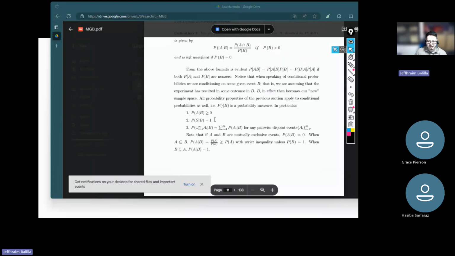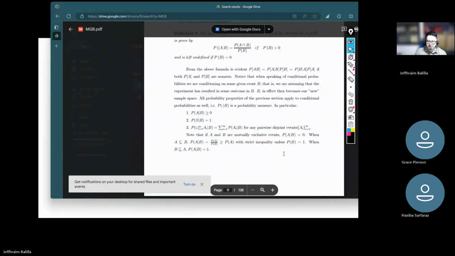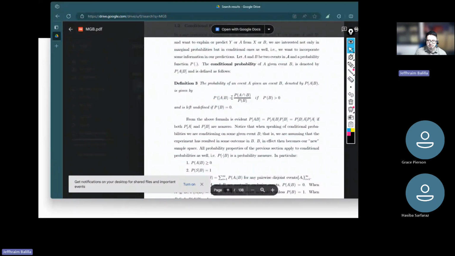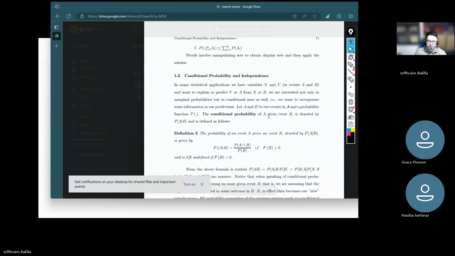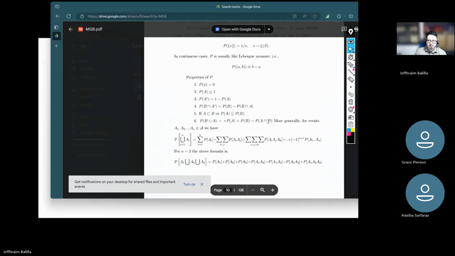And this is the probability axioms that we talked about. This is the lower bound. This is the upper bound. When you sum up the valid probabilities, it would be equal to one, and so on. This is the definition of conditional probability, the independence idea.